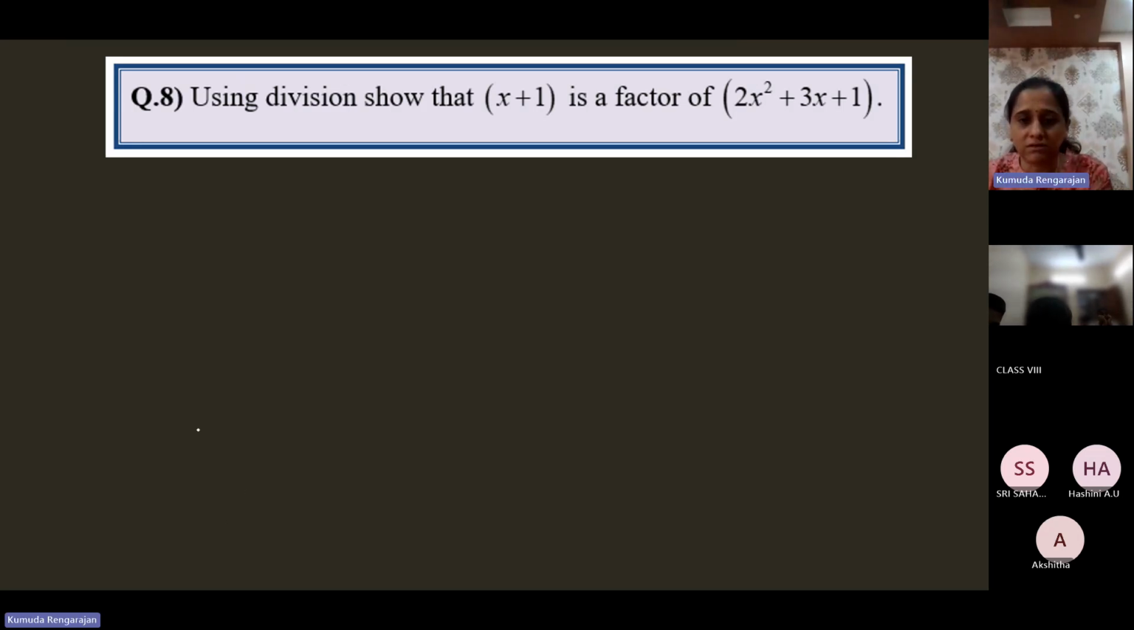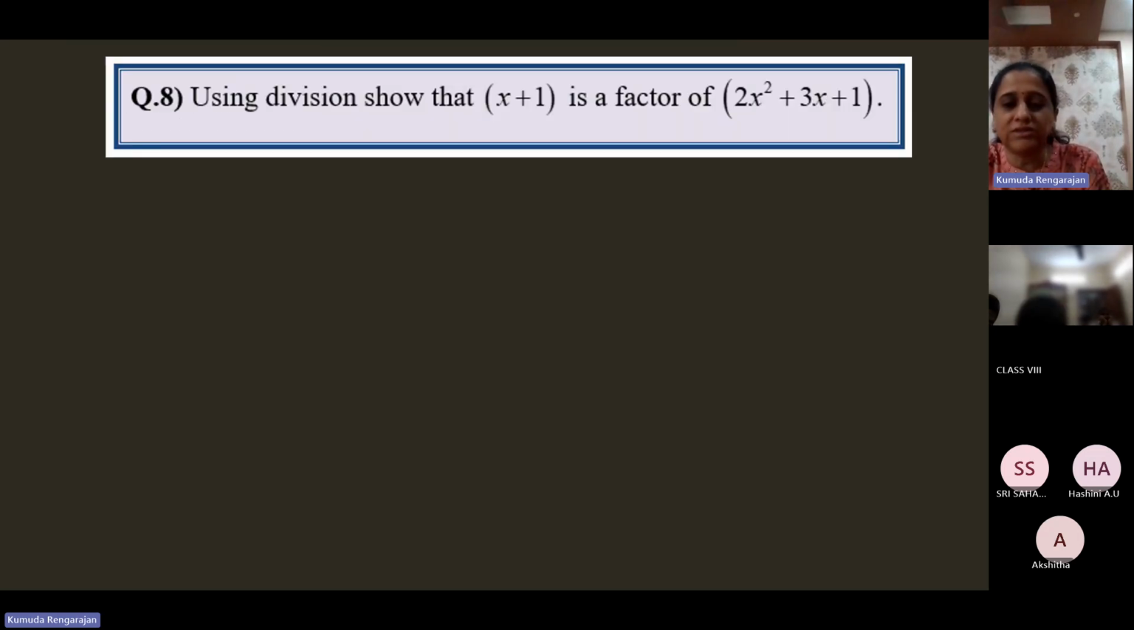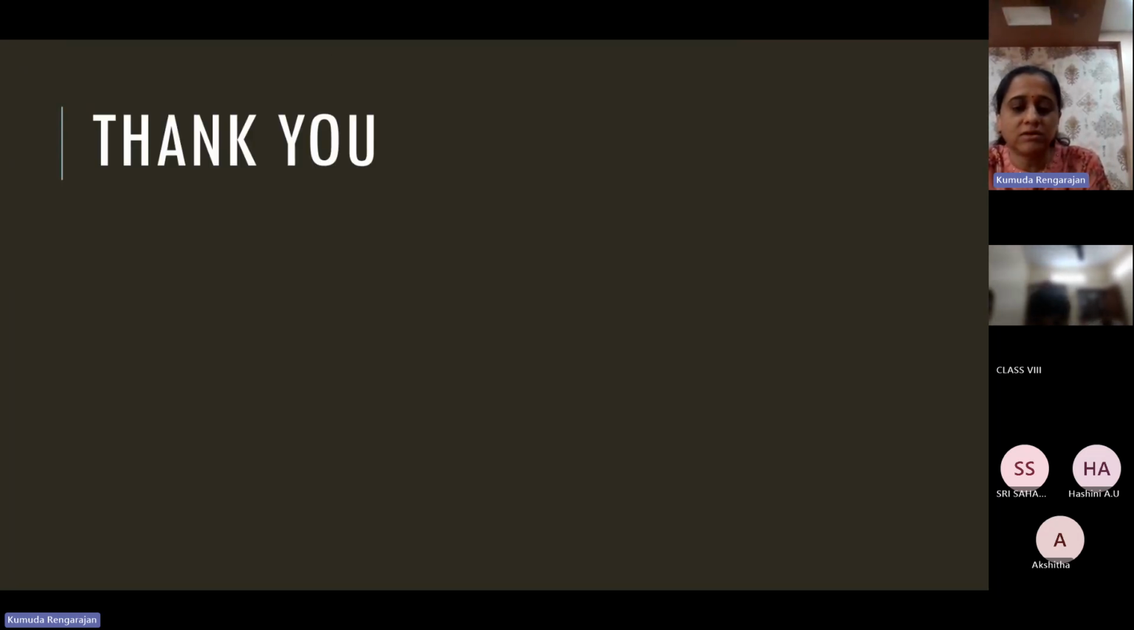Yeah, division we haven't still discussed. So you can ignore this. You don't have to work this answer. Amongst all the other questions, only this you can omit because we haven't still learned division here in the class. That's it.